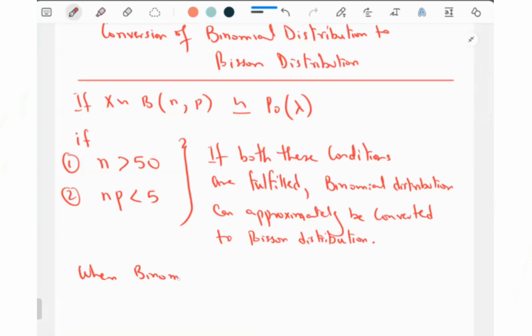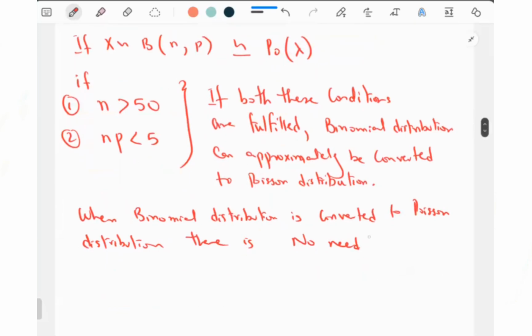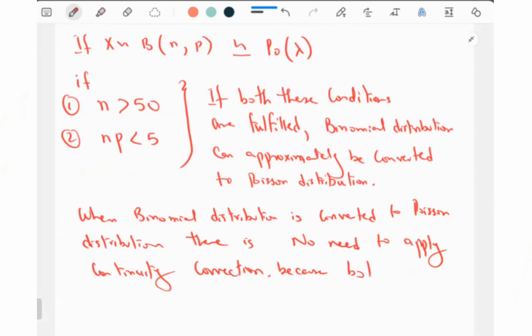When binomial distribution is converted to Poisson distribution, there is no need to apply continuity correction because both binomial and Poisson are discrete.